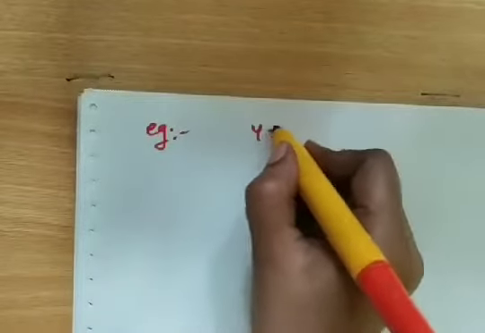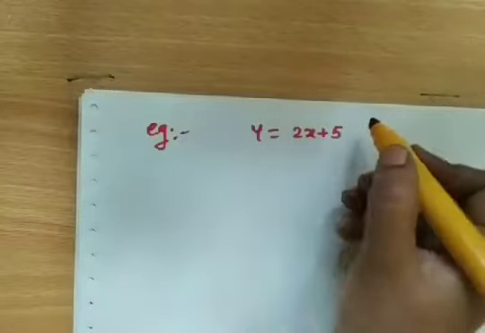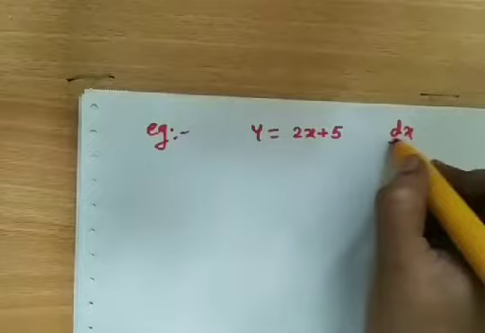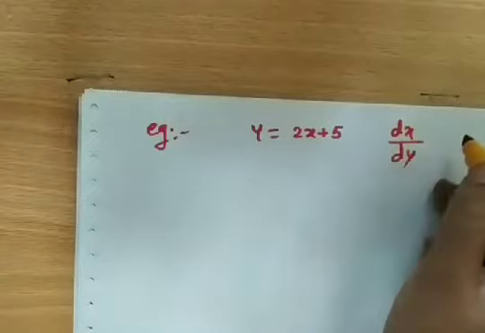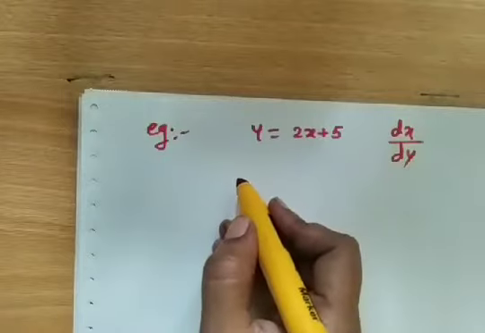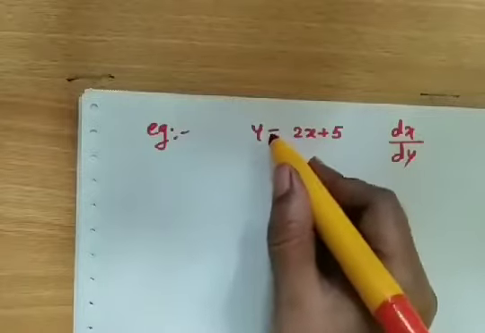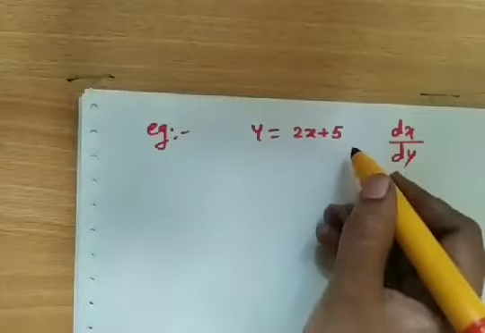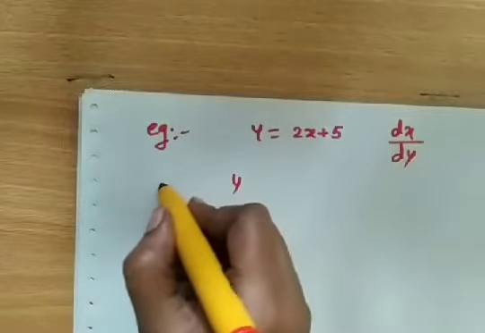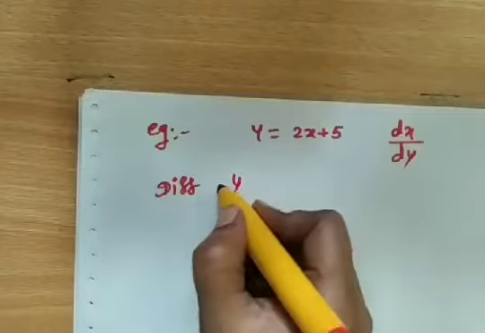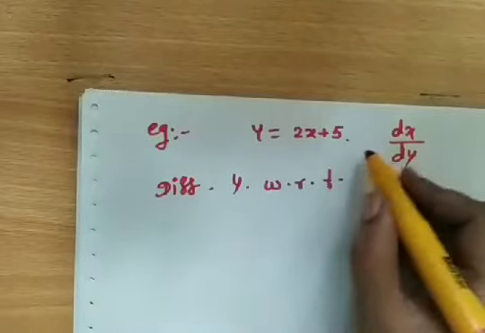Suppose we are given that y is equal to 2x plus 5. By using the theorem, find dx upon dy. Such questions are given to us in the question paper. Here y is of the form y is equal to f of x; y is written in terms of x. Therefore, we have to differentiate y with respect to x first, because y is given in terms of x.